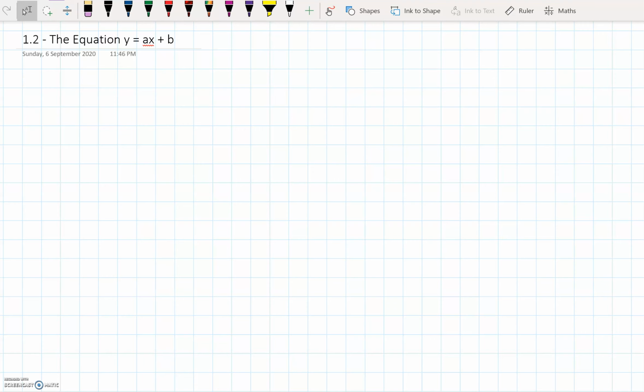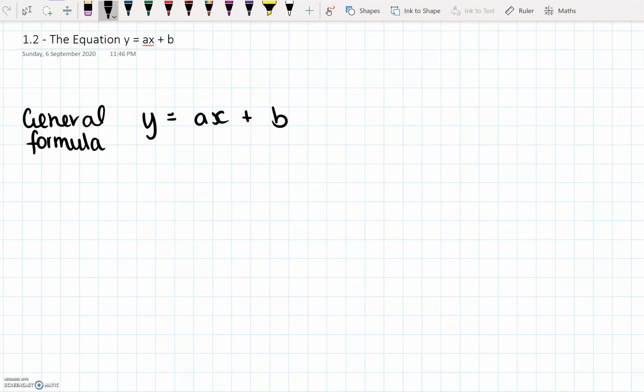Okay guys, what we're going to look at today is graphing linear equations. Now in this case the linear equations will be in the form of y equals ax plus b, and you should have done this quite a bit last year. This is called the general formula for a linear equation. Okay, it's y equals ax plus b.